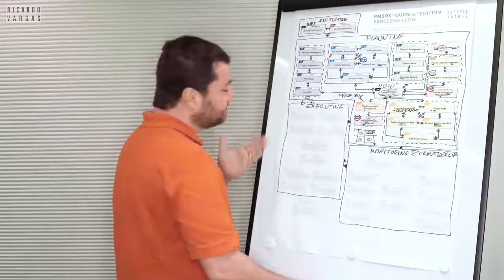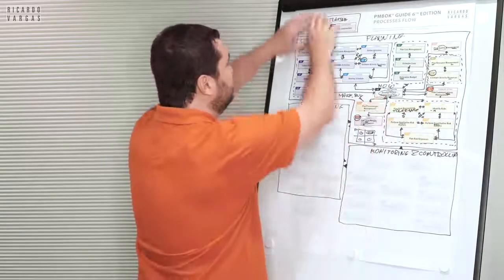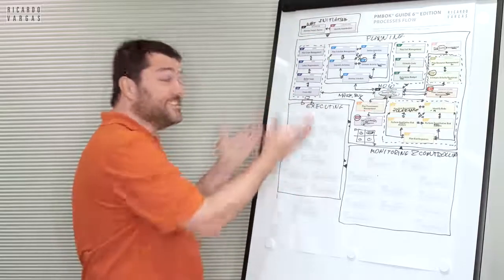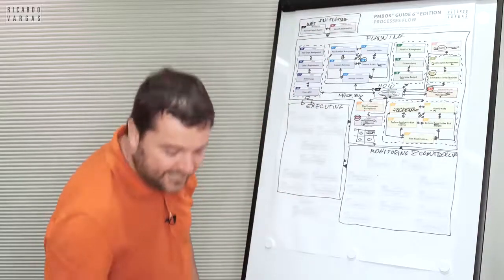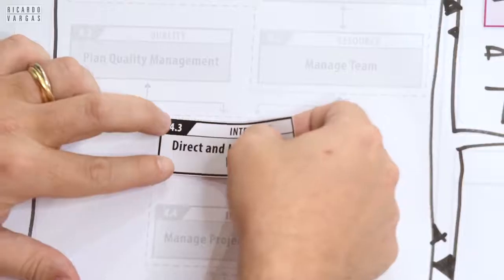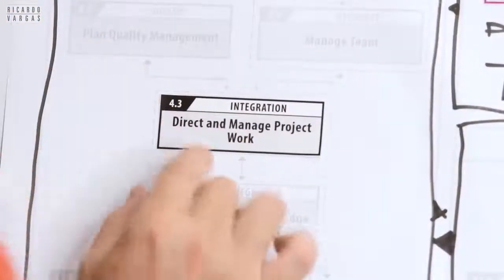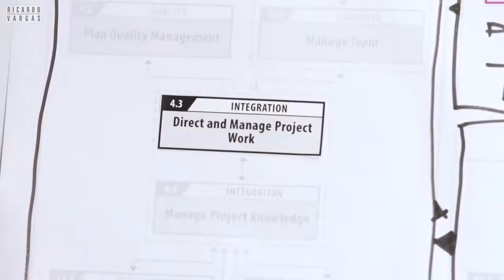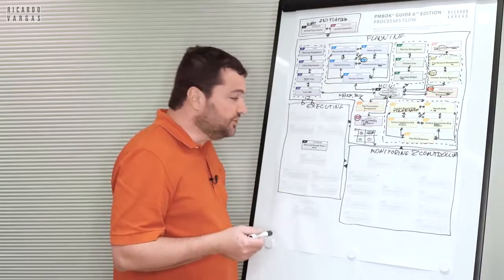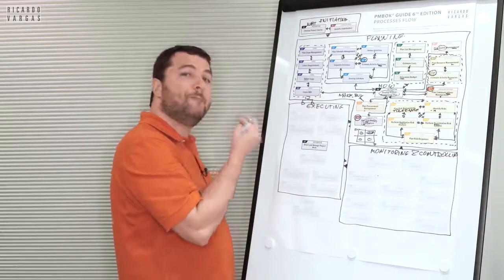And of course, the center of the planning was integration. The center of the initiation was integration. The center of the execution is exactly, one more time, integration. So the third integration process, the second was the plan, the third is direct and manage project work. What is important here? It's not saying executing the project. Why? Because all this flow is how you will manage the project.